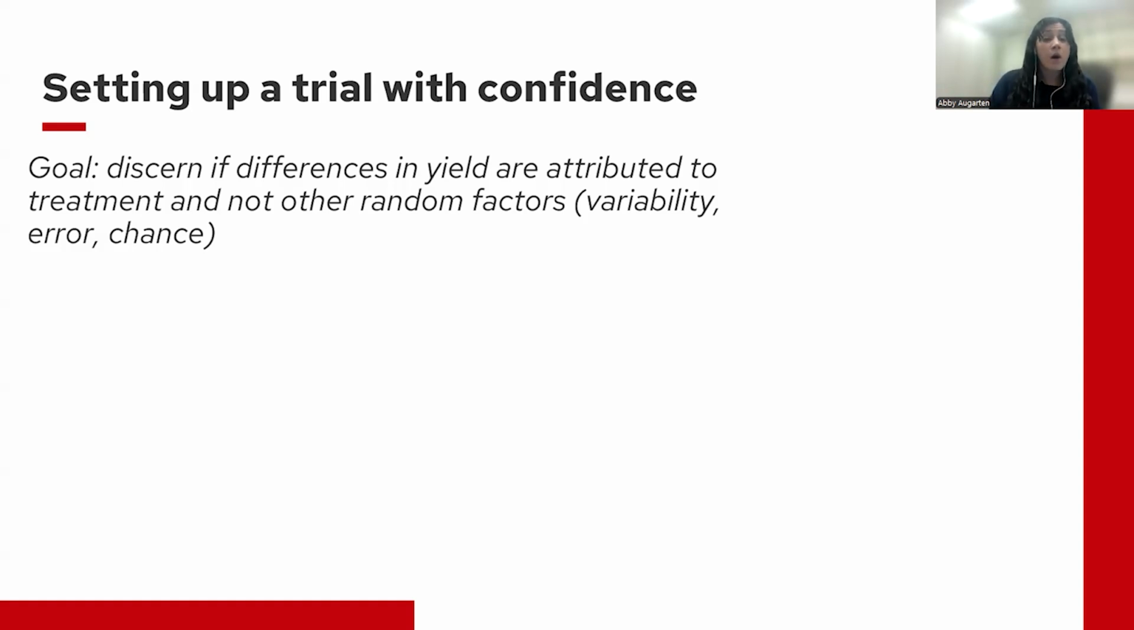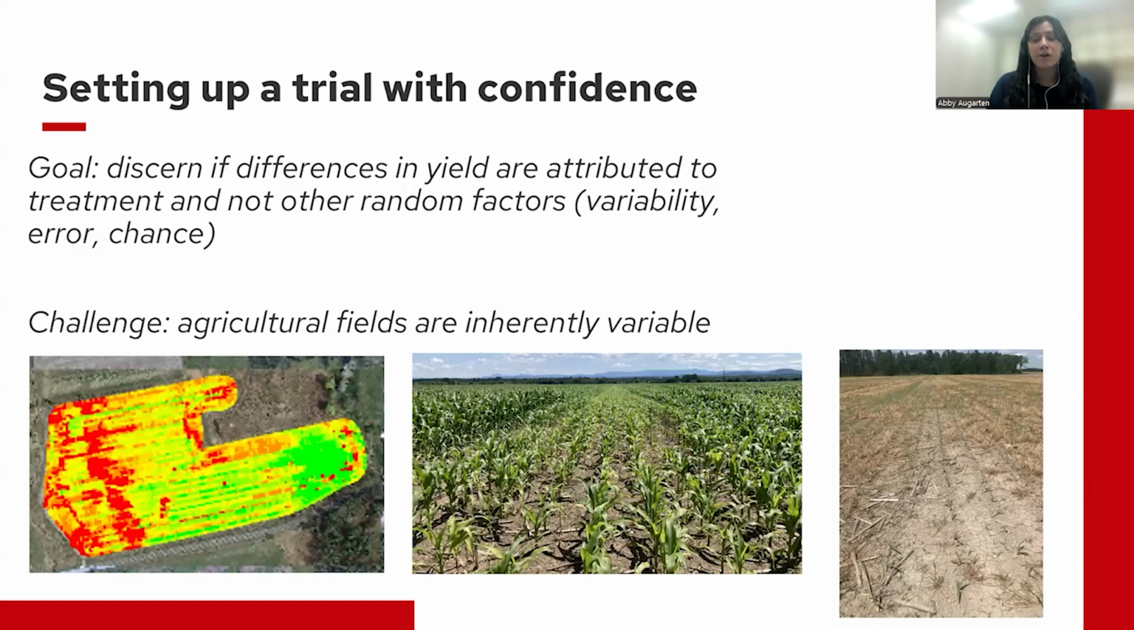So ultimately, the goal being to discern if differences in yield or whatever other outcomes you're interested in are attributed to the treatments and not other random factors like variability, error, or chance. And one of the challenges with this, right, is that agricultural fields are inherently very, very variable. So we could have variation in soil type, in drainage, in field history, and topography and slope, differences with pesticide residual, or even with planting error or cover crop seeding error, or things like deer grazing.